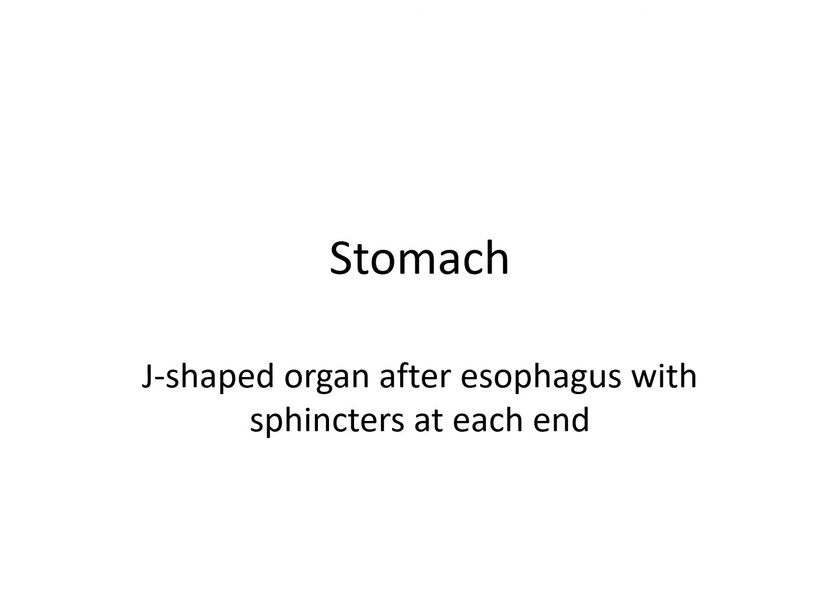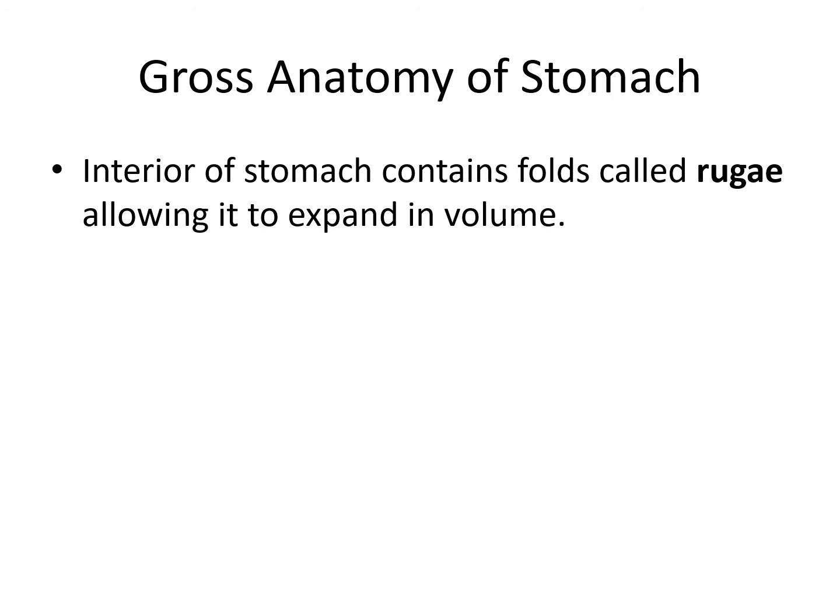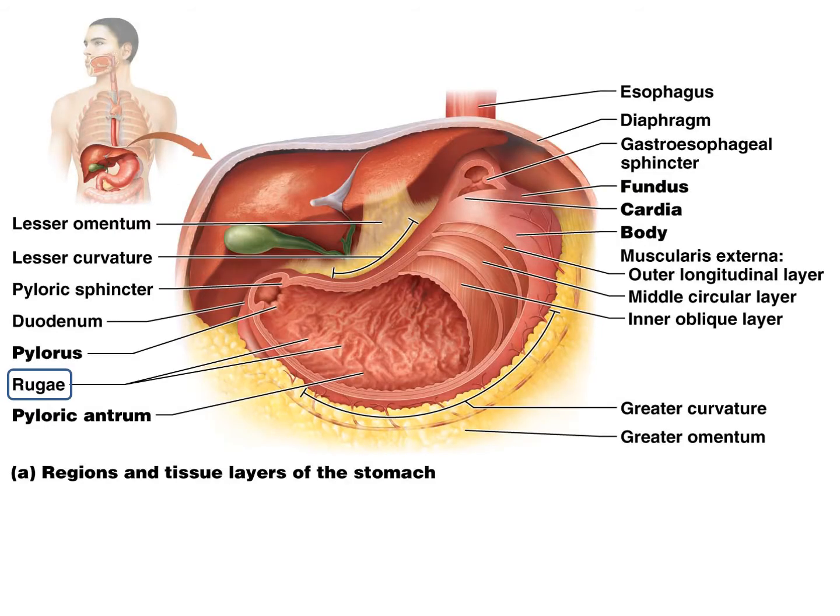The stomach is a J-shaped organ after the esophagus, and it has sphincters at either end. So here we see the stomach, the J-shaped organ, and we see that there is a gastroesophageal sphincter separating the esophagus from the stomach, and a pyloric sphincter that's separating the end of the stomach from the first part of the small intestine, or the duodenum. Inside the stomach, it's not smooth, but it contains many folds called rugae, allowing it to expand in volume. So you can see the rugae here on the lining of the stomach.